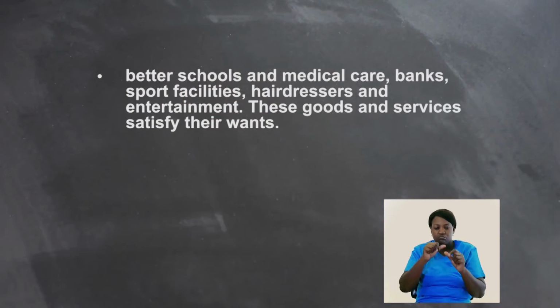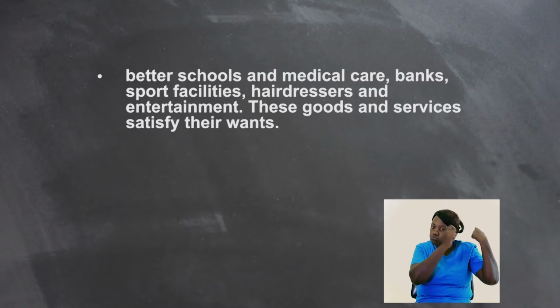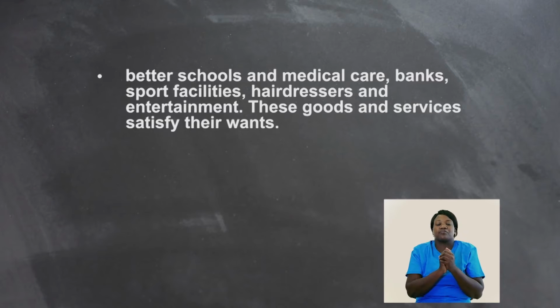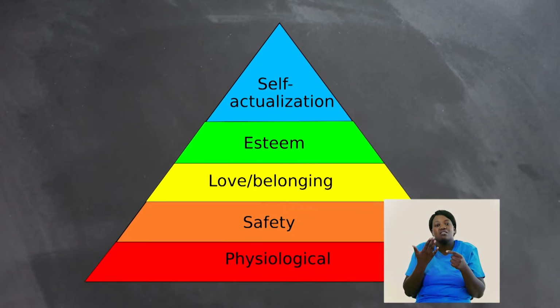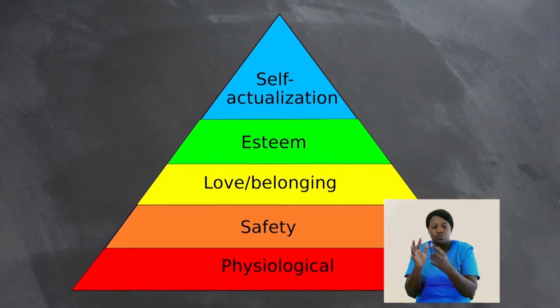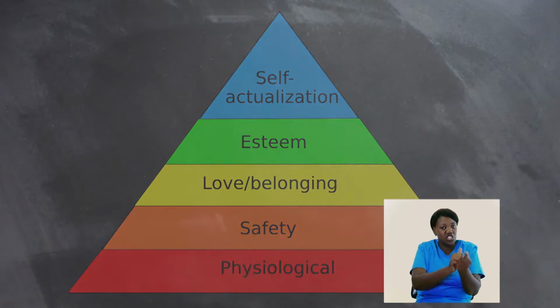In addition, as people's standard of living improves, they want other goods and services such as better schools and medical care, banks, sports facilities, hairdressers, and entertainment. These goods and services satisfy their wants. The diagram shows how people's needs expand into wants as a country develops.